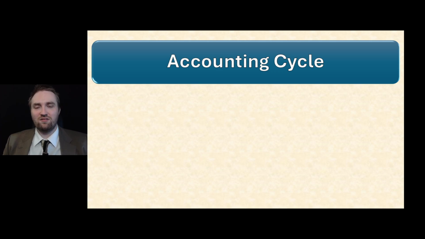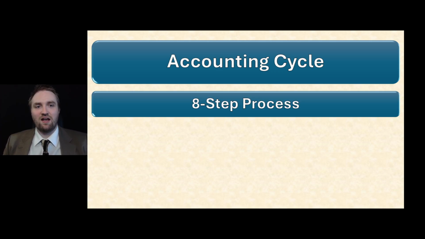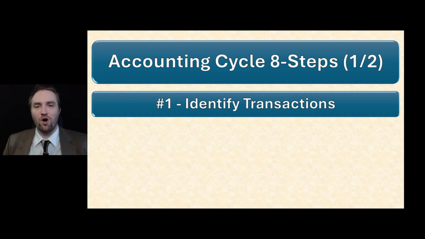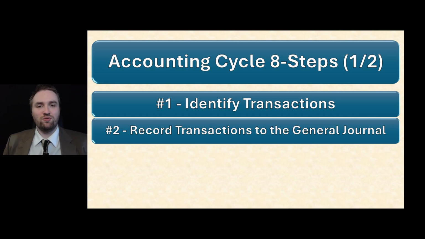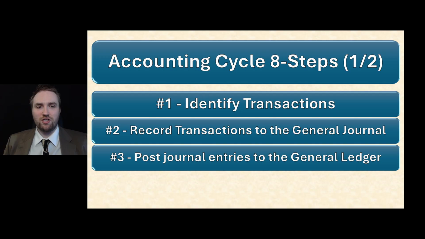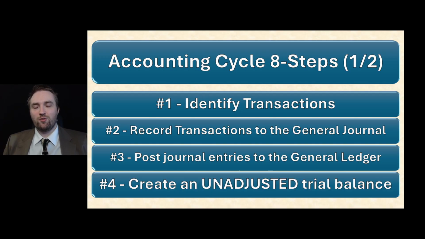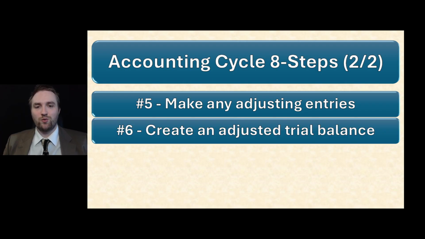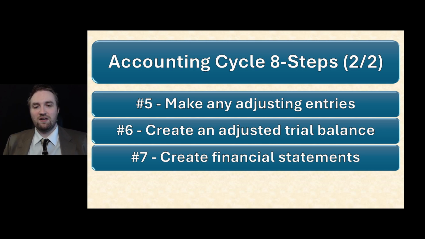What is the accounting cycle and how do you use it? The accounting cycle is the standard 8-step process that takes an accountant from disorganization to fully updated accounting. The steps are as follows. 1. Identify transactions. 2. Record transactions to the general journal. 3. Post journal entries to the general ledger. 4. Create an unadjusted trial balance. 5. Make any adjusting entries. 6. Create an adjusted trial balance. 7. Create financial statements. And 8.